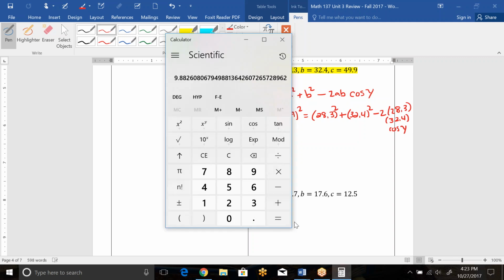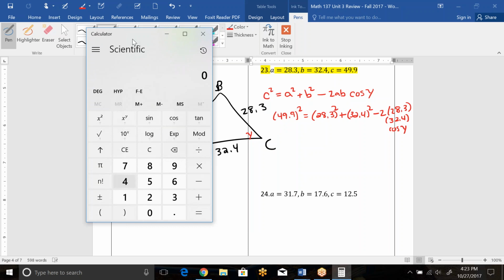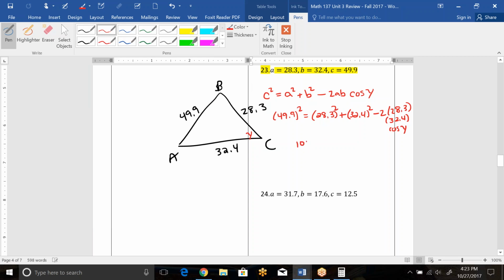Okay, so we're going to have to work this stuff out. You can write it all out, or you can just work it as you go. So I'm going to move these two guys over to be with this one by subtracting. So 49.9 squared minus 28.3 squared minus the 32.4 squared, that's going to give me 1,049.76. So I'm subtracting both of these over to the other side. That's how I got this.